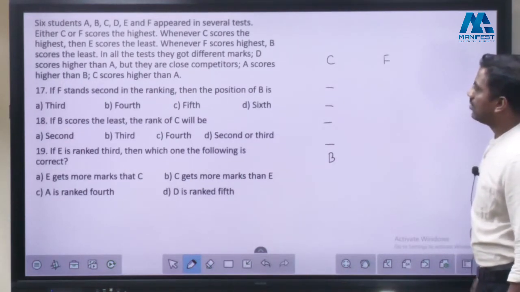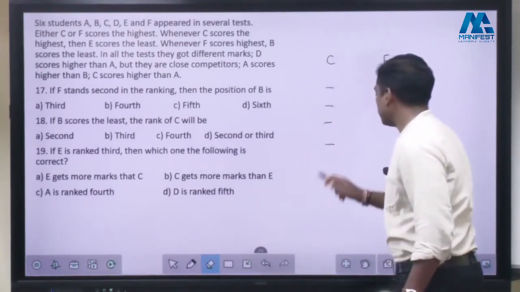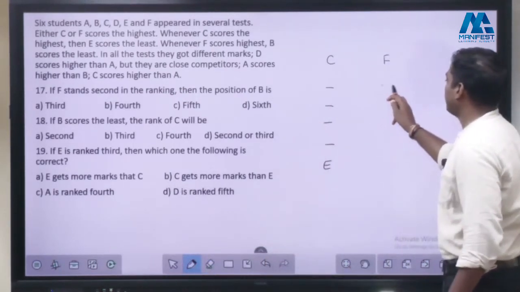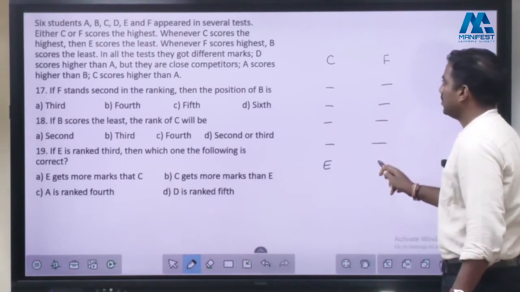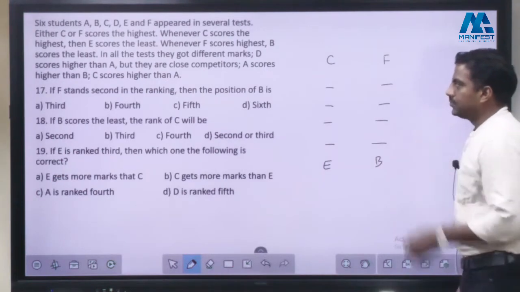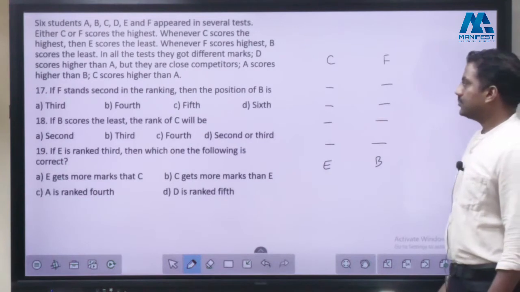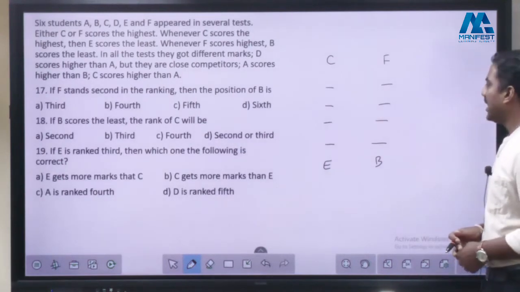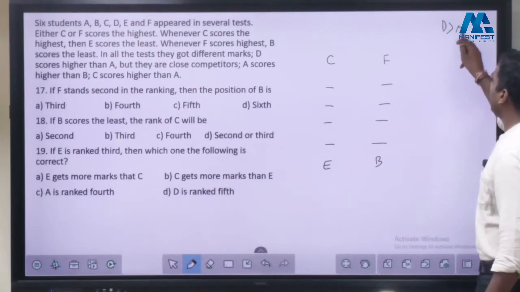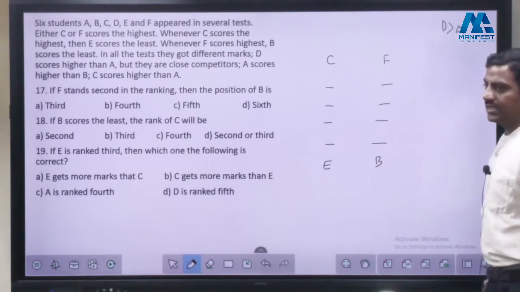And whenever C scores the highest, E is the least. And whenever F scores the highest, B is the least. In all tests, they got different marks. Okay. D scores higher than A. So D is better than A. But they are close competitors.